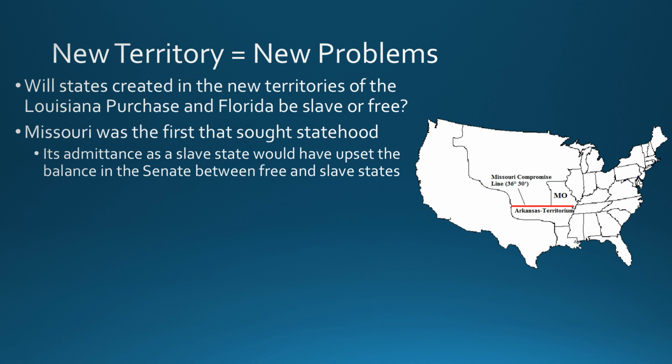Missouri wanted to be admitted as a slave state, but that would have upset the balance in the Senate between free and slave states. At the time, there was an equal number of slave and free states, so that they had an equal number of senators. This helped facilitate compromise between the two sides, especially when it had to do with issues regarding slavery, because neither side had an advantage. They had to kind of work with one another.